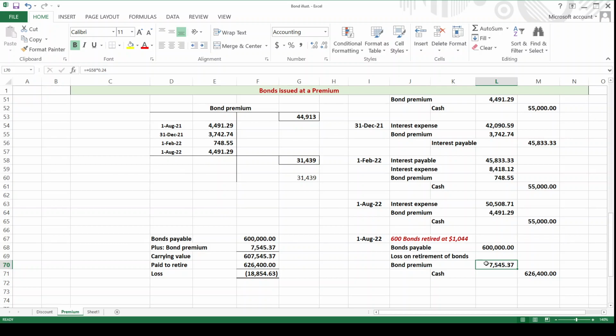Okay, there's our debits and credits. Here's the carrying value, these 2 numbers, which add up to 607, but you paid 626 to make the bonds go away. And what does that mean? It means you're not happy. Why are you not happy? Because you took another haircut. Okay, and how much is the haircut? Debits got to equal the credits. Should be the same number. 18,854.63. All right, so there you have it.